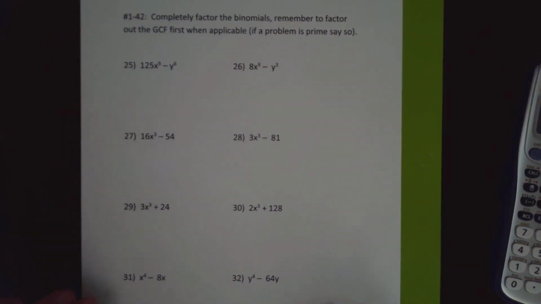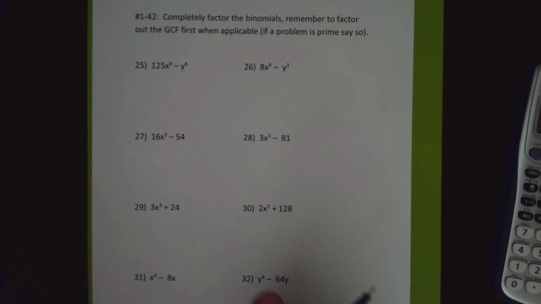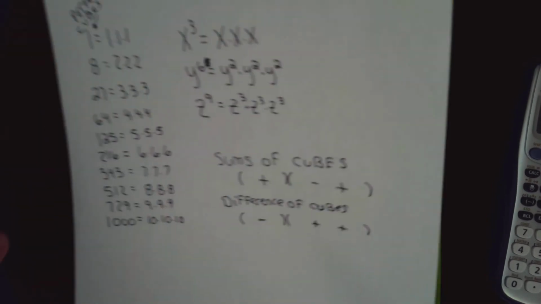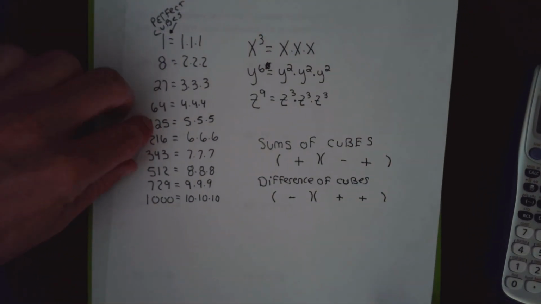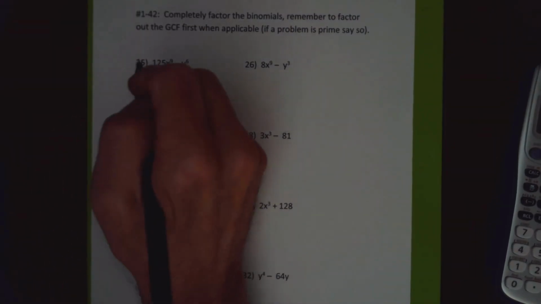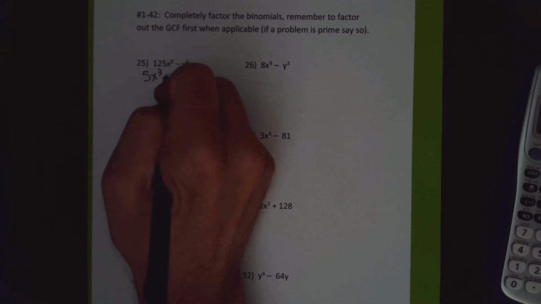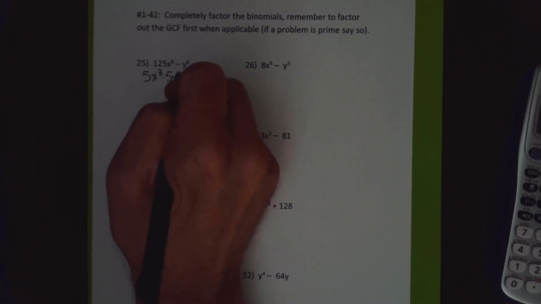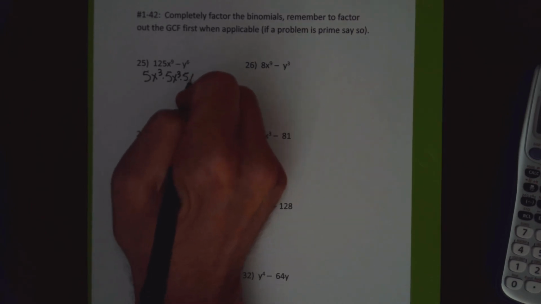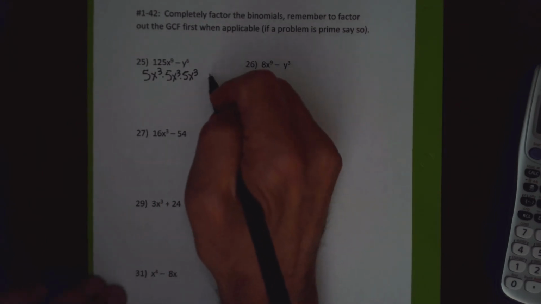Eventually we'll get some common factors. Let's jump down to one that has a common, well, let's do 25 together. For 25, 125 is 5 times 5 times 5. The exponent of 9 I'll divide by 3 and get it cubed. So this is going to be 5x cubed times 5x cubed times 5x cubed. And the y to the 6, I divide its exponent by 3 and get a y squared.